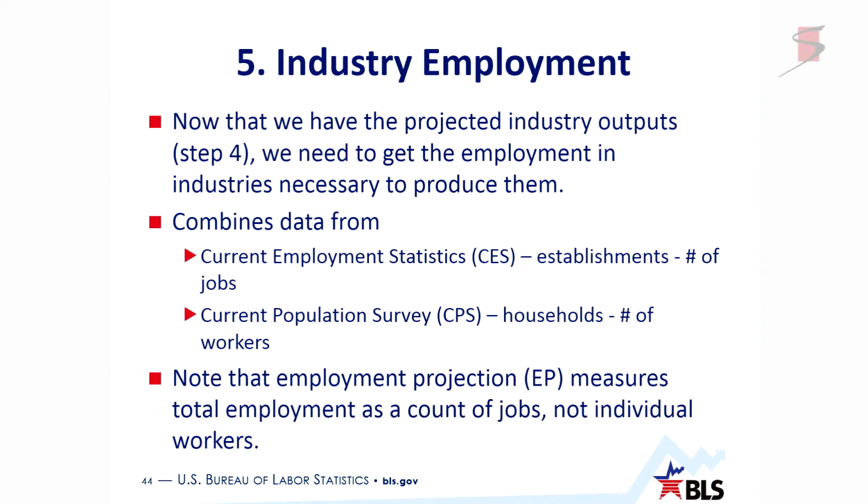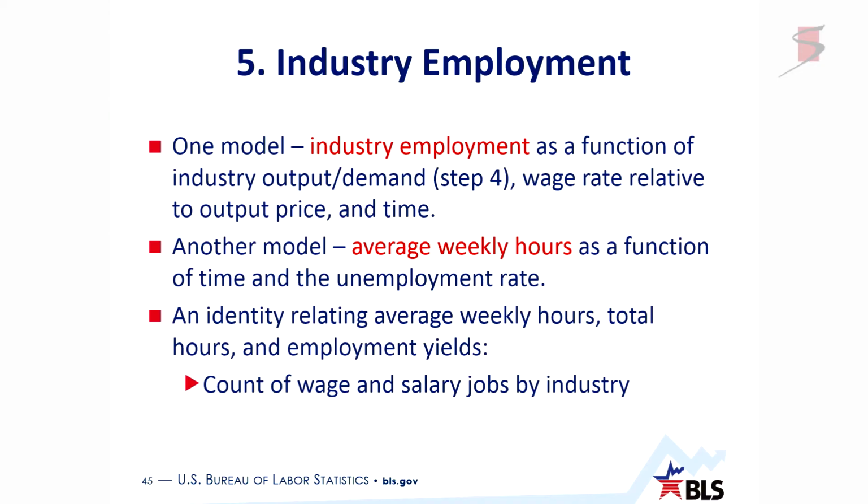Now the next step. Okay, so now we have the projected industry outputs. So we need to then project the employment in the industries that's needed to produce that output. So this combines data from the current employment statistics and the current population survey. Note that the CES is an establishment survey, as I said earlier, so it provides number of jobs. The current population survey is a household survey, and from this we really get the number of workers. And it's important to note that the employment projections produce total employment as a count of jobs, because a worker, an individual, could have more than one job. So we're interested in the number of jobs that are out there, not the individual workers. So some adjustment needs to be made because of that.